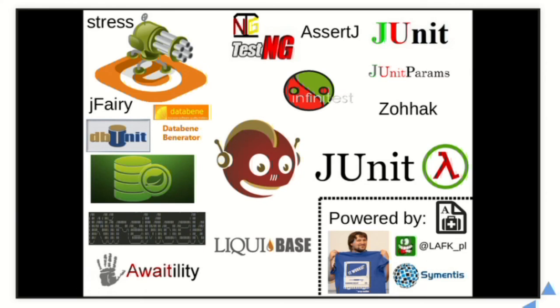DBUnit is the JUnit for databases. This logo is actually Spring Data. If you have DAO, this tool is great in simplifying your tests because it will actually generate the DAO for you.